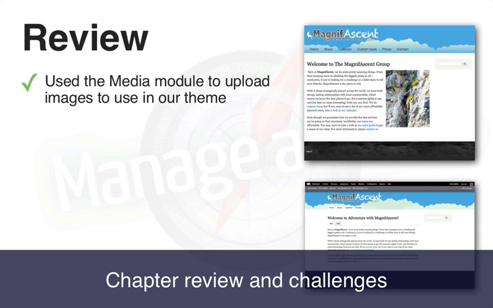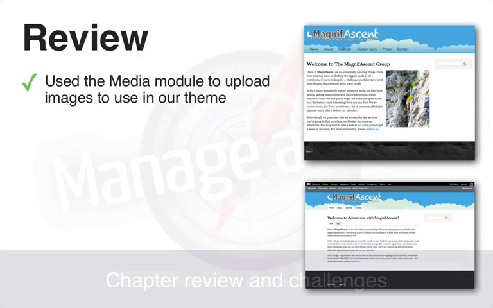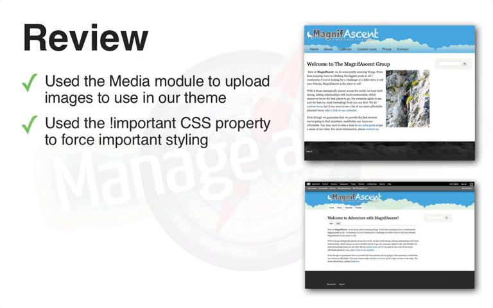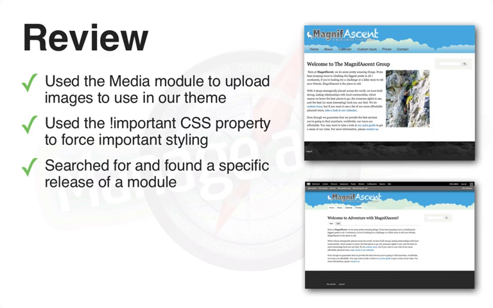Let's review what we covered in this chapter before we move on. To begin with, we used the media module in order to upload an image to use in our theme as the cloud background for our header. We then used the important property in CSS in order to force our styles to persist, because we found that when we added it to the CSS injector, our style sheet wasn't being added far enough down the line.